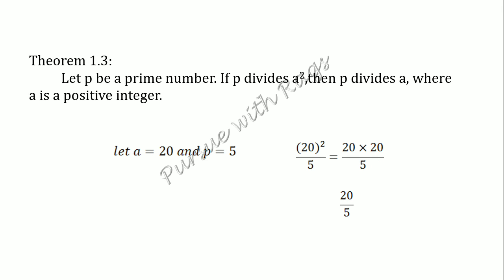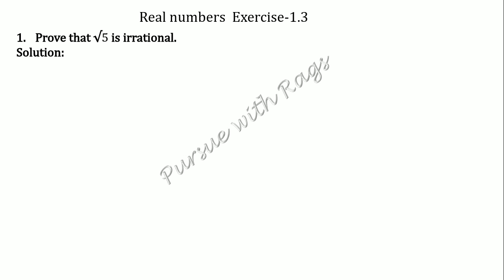Now, based on this theorem, we are going to see the sums in exercise 1.3. The first one is: prove that root 5 is an irrational number. Basically, we know that square roots of all the prime numbers are irrational. If you see the video on real numbers introduction, you will get an idea from that. Now, we have to prove it using theorem 1.3. So, how to find it? First of all, in order to prove that it is irrational, let us assume root 5 is a rational number.